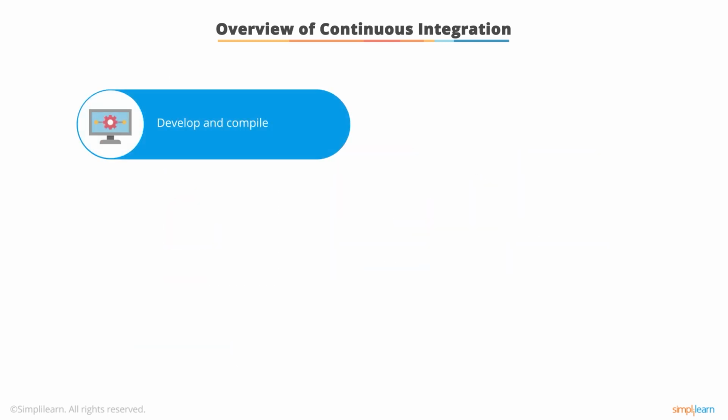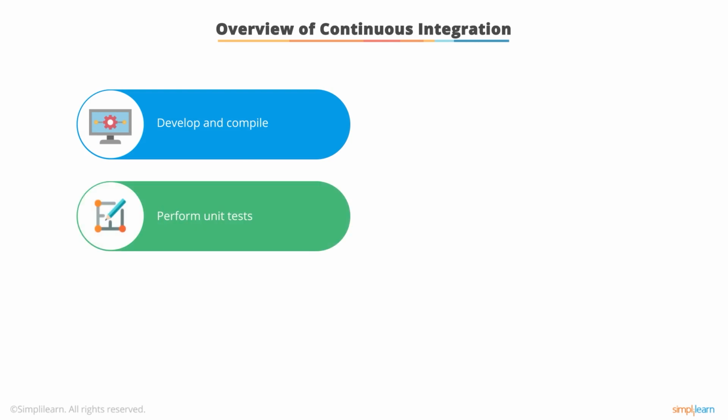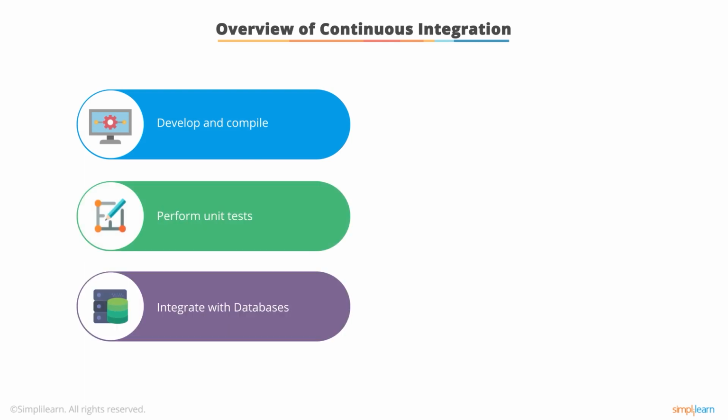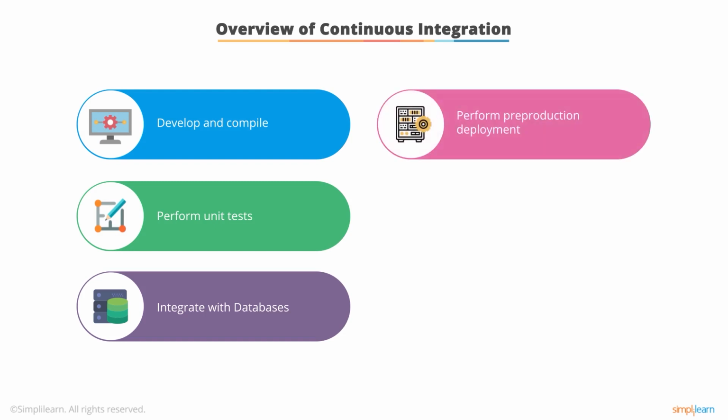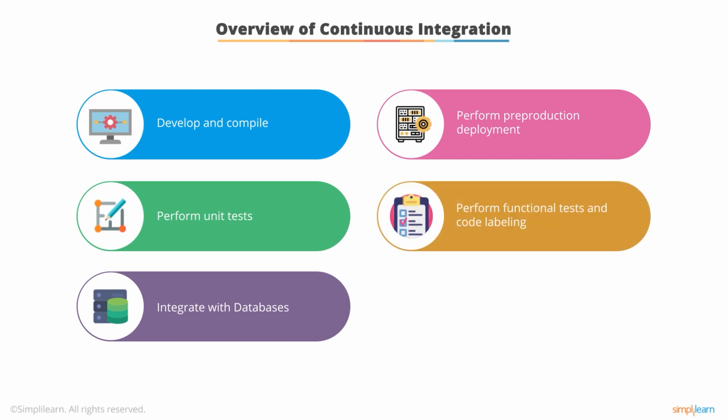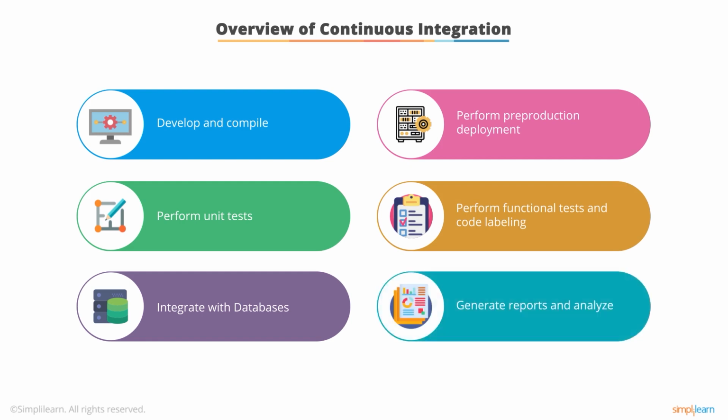These are develop and compile code, perform unit tests, integrate code with various types of databases, perform pre-production deployment activities, for example, moving code to various types of computing environments, such as testing and staging. Also, part of a continuous integration process is to perform functional testing and apply labels against release points in the code repository. Additional activities in CI are to generate reports and analyze the code.